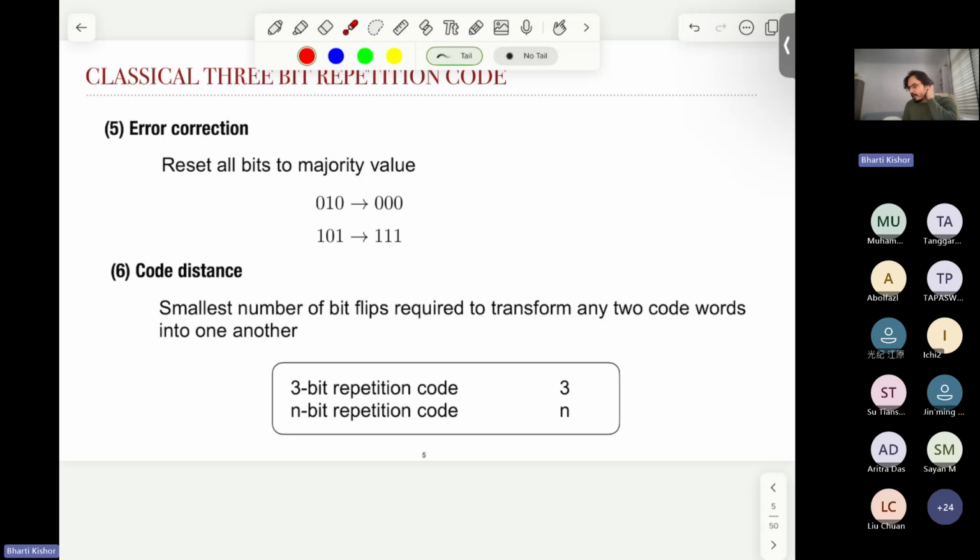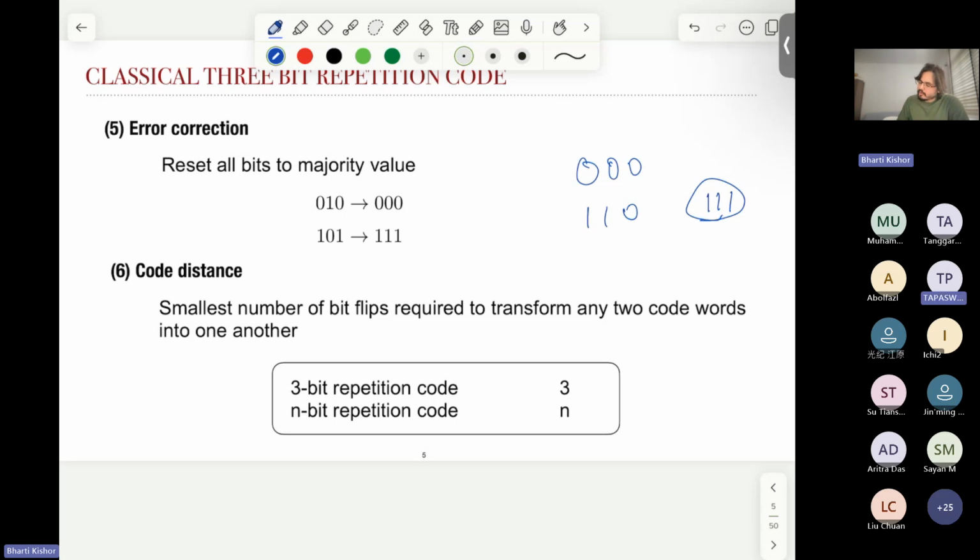But let's think of a scenario where you start with 0, 0, 0, and the first two bits flip, so it becomes 1, 1, 0. You notice that when you set it to the majority value, you will set it to 1, 1, 1, which is not what the original message was. So in this case, resetting to the majority value is not working. There are limitations that you are already seeing.